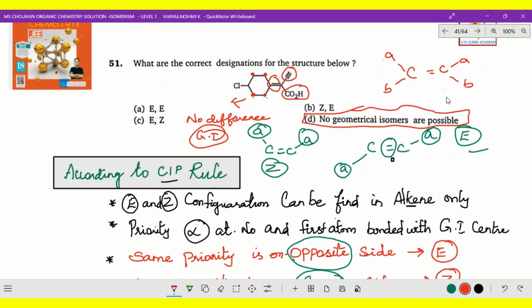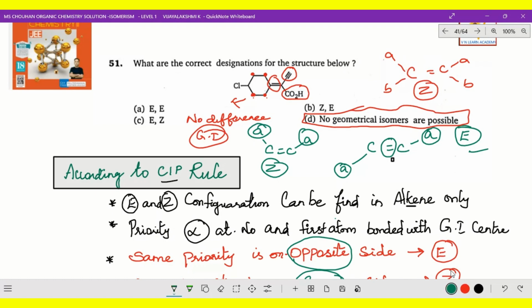So that means what configuration is available? Here, Z configuration is available. How do we identify it's a Z configuration? Same side, same priority is there on the same side. So that means Z configuration.